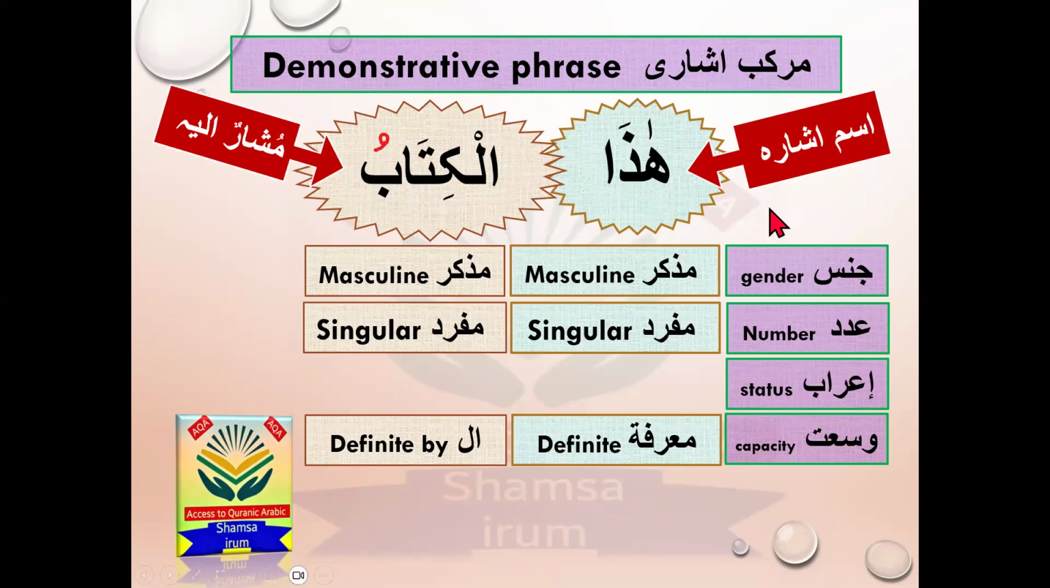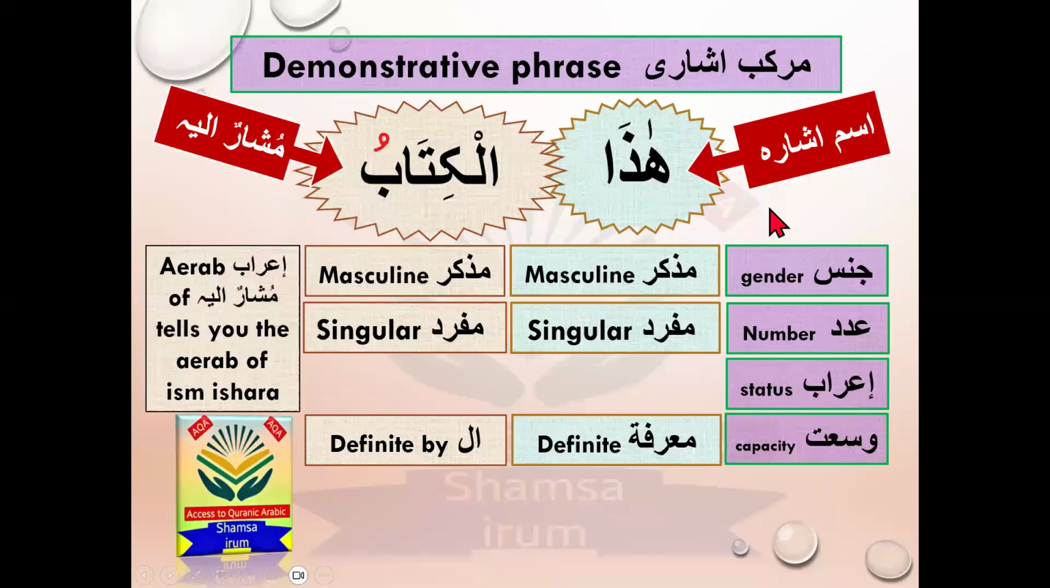We have to check the i'rab of the musharun ilay. The i'rab of musharun ilay tells you the i'rab of ism ishara. Whatever i'rab musharun ilay has, the same i'rab we will give to the ism ishara. At the moment, musharun ilay is marfu. You can see clearly the dhamma at the end of the word, on the letter ba. This word ends on dhamma, which shows that it is marfu. It is in rafa state.